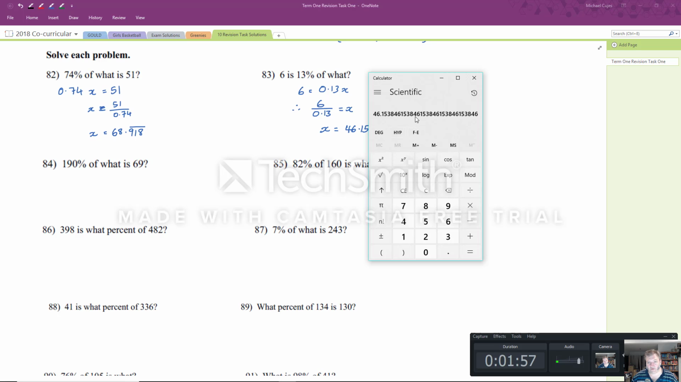Didn't want to scroll all the way there. 153846. Well, you could have done that, but that's fine. Your answer would be marked correct if you did that. No problems.